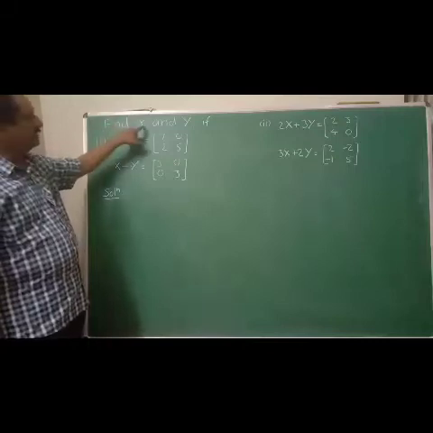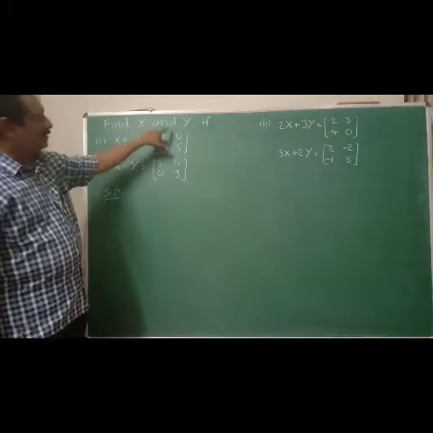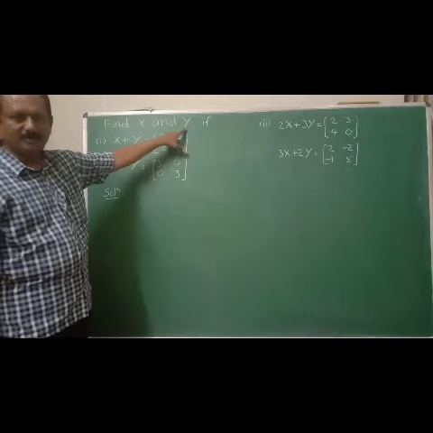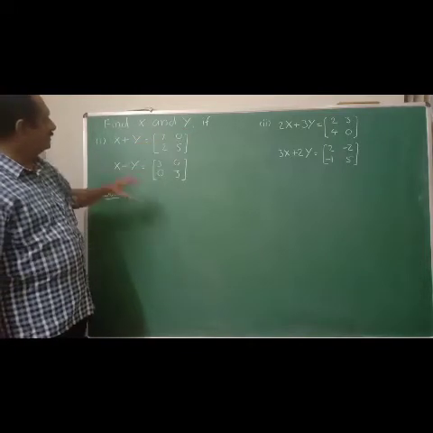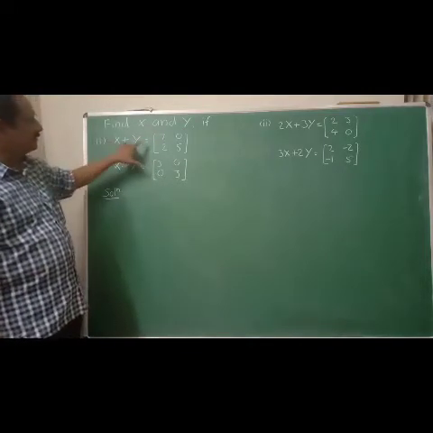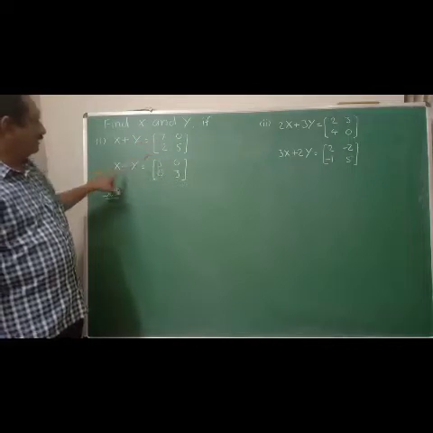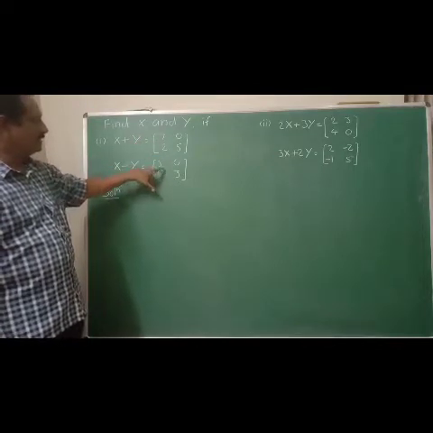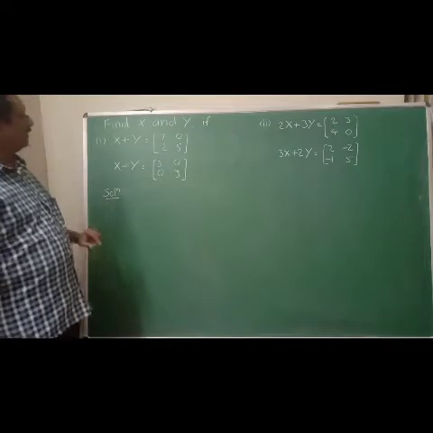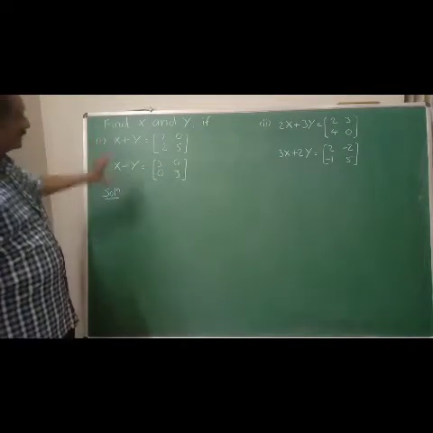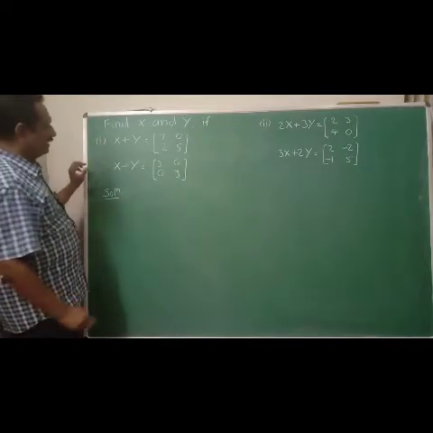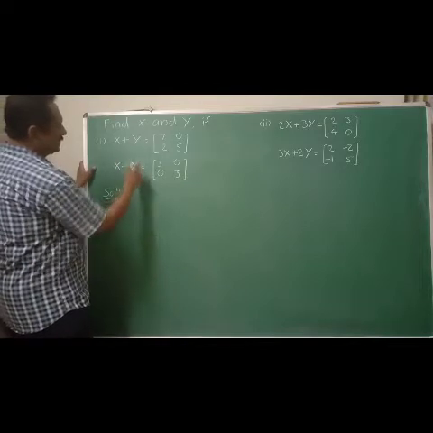x and y. Here x is one matrix, y is another matrix. Find x and y matrices. They are given x plus y is equal to the matrix 7 0 2 5, x minus y is equal to the matrix 3 0 0 3. So these are two matrix equations. If I add here, what happens? Plus y and minus y get cancelled.